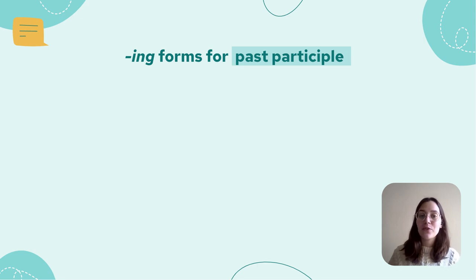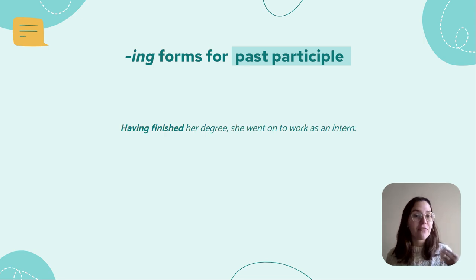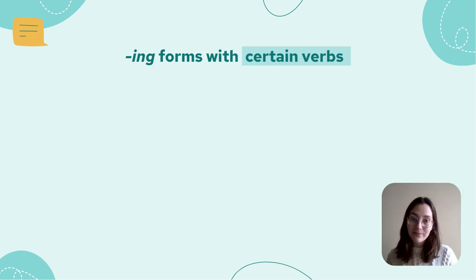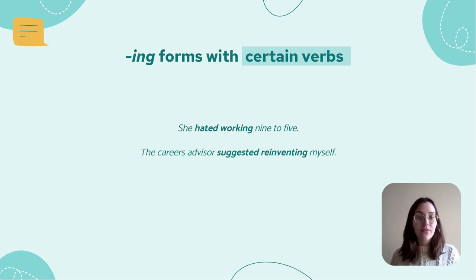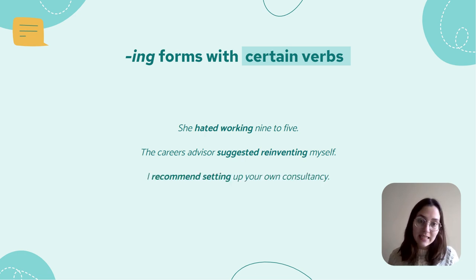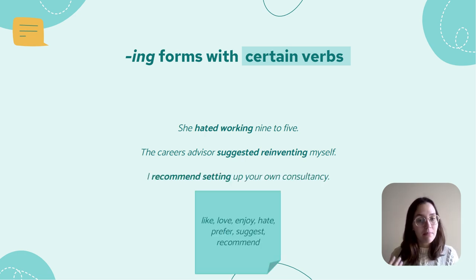Ing forms are also used for past participle cases, that is, with the auxiliary have. And so I say, having finished her degree, she went on to work as an intern. And of course, we're going to use the ing after certain verbs, as in, she hated working 9 to 5. The career advisors suggested reinventing myself. I recommend setting up your own consultancy, and many others like, love, enjoy, hate, prefer, suggest, recommend.